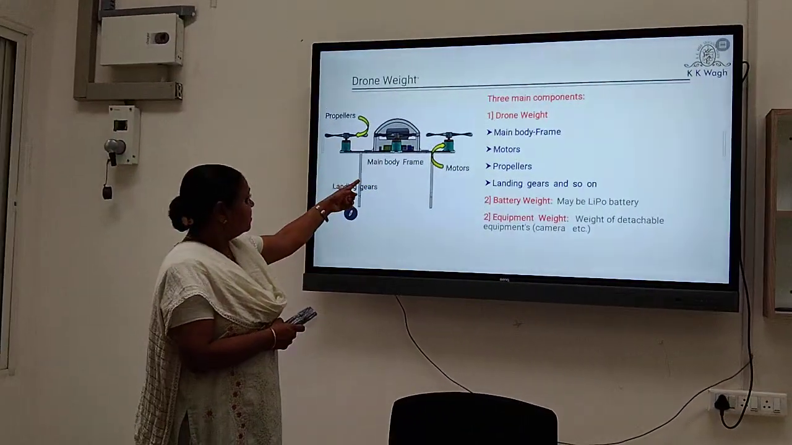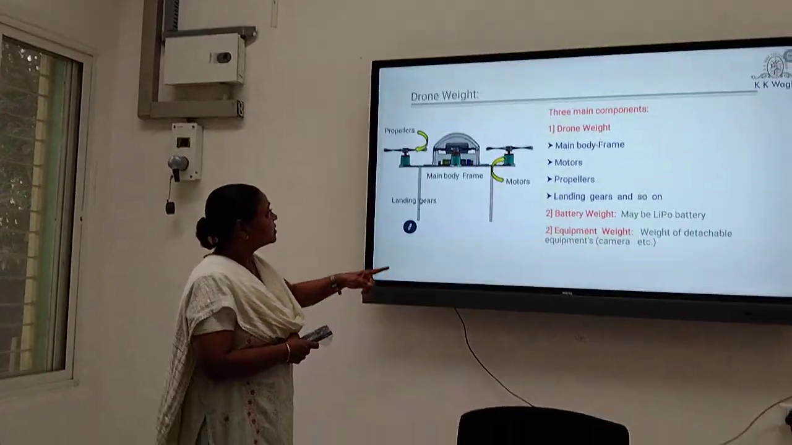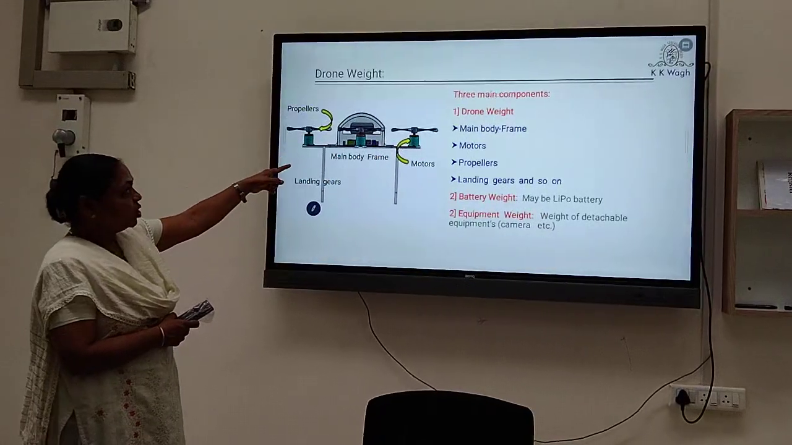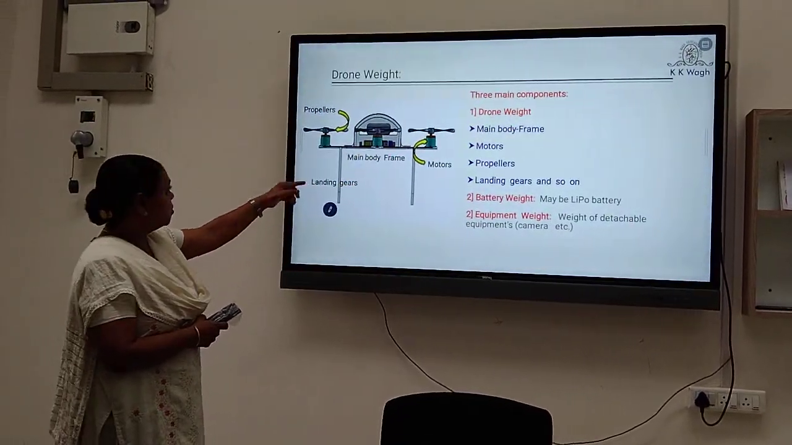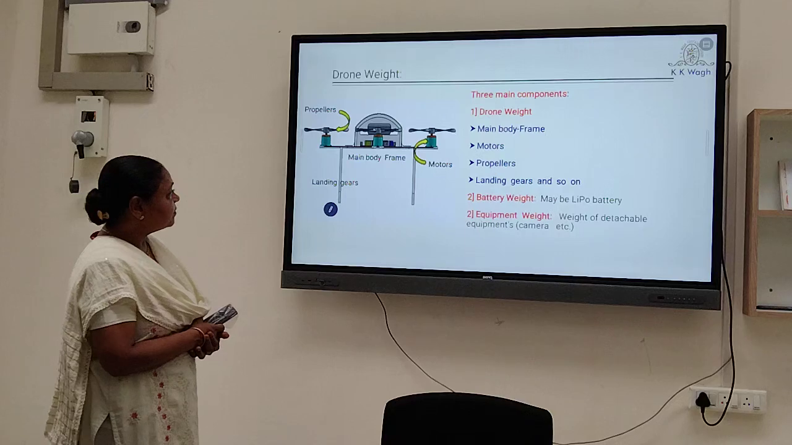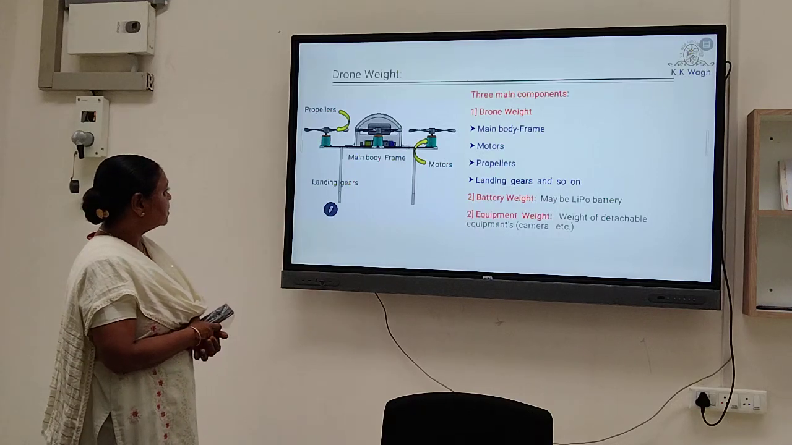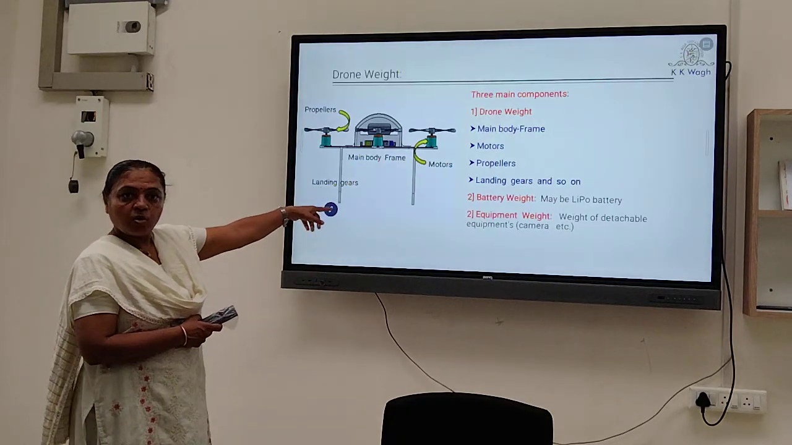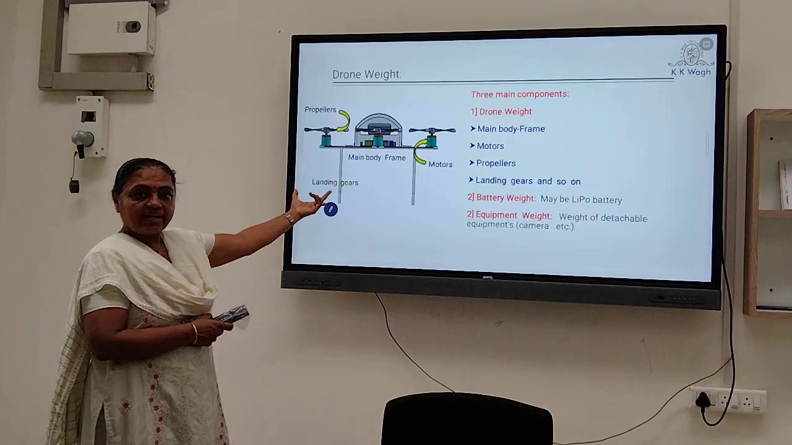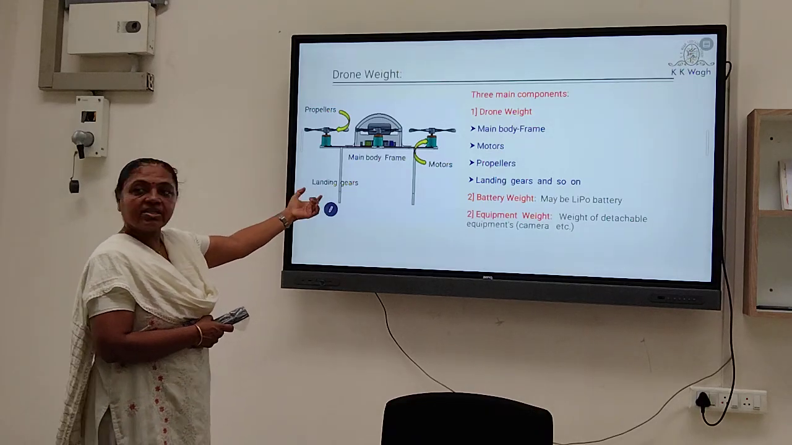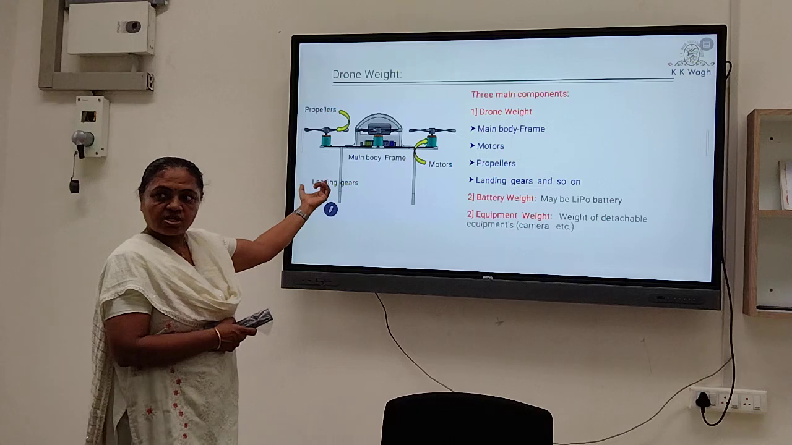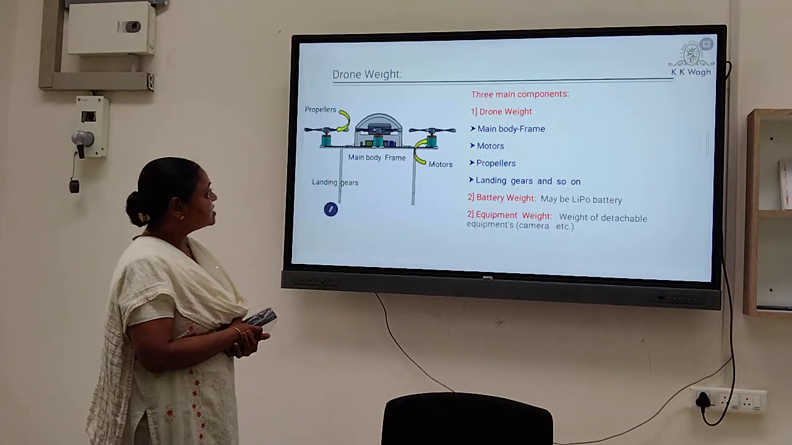Here the main body frame is shown. Then below the propellers there are motors, then landing gears and so on. These are the landing gear for the security of that drone. If the landing gear is not there, then it may get damaged. So landing gear is also necessary.